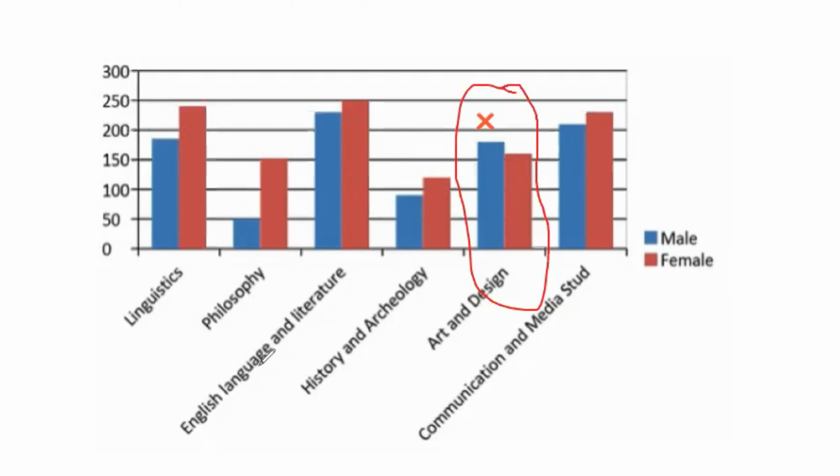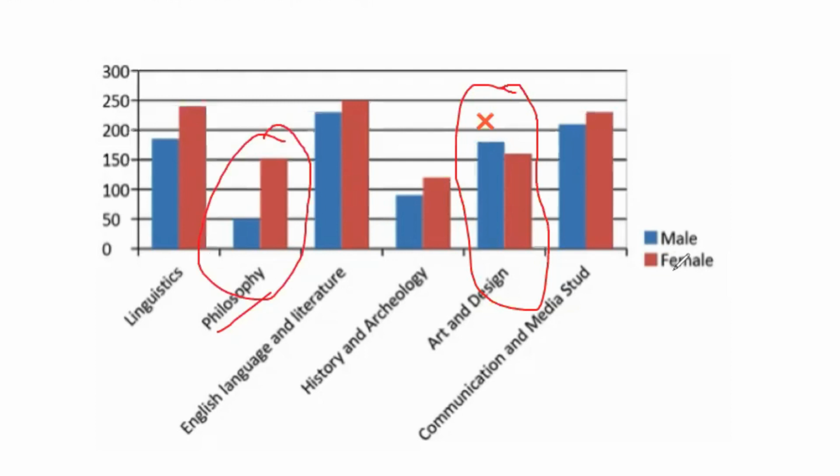The only subject that has quite a large difference is philosophy, because we see that 50 males are enrolled, whereas 150 females are enrolled. So this is a clear difference of 100. And this large gender gap is also another clear trend that we can put into our overview paragraph. So we're going to make a note of this as well.